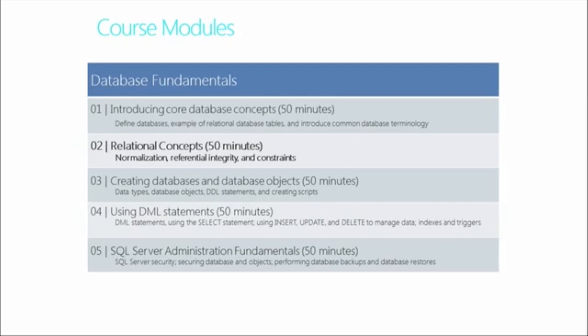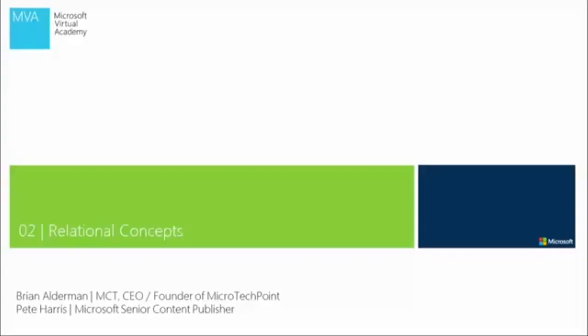But this is Module 2 of a 5-module course. If you've skipped Module 1, we talked about some of the core concepts about databases, and we'll be going on into other demos later on about how you create objects in your database and how you get information in and out of your database, and then a little bit about administration of your database. But now we're going to get into some of the relational concepts. So not quite data modeling yet, but we're going to talk about the fundamental concepts you'd need to know before you can actually go and create a database.